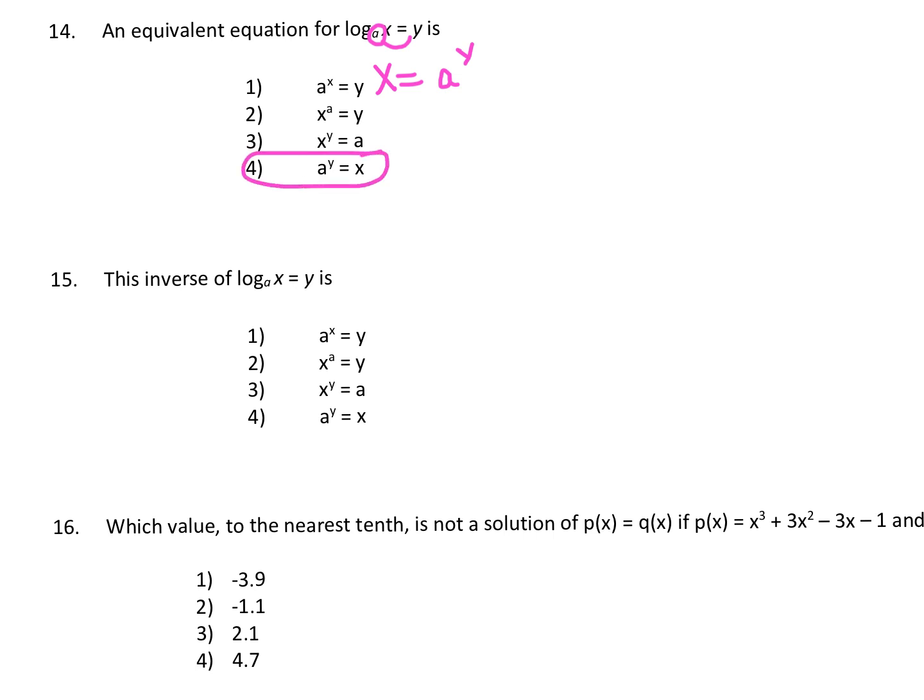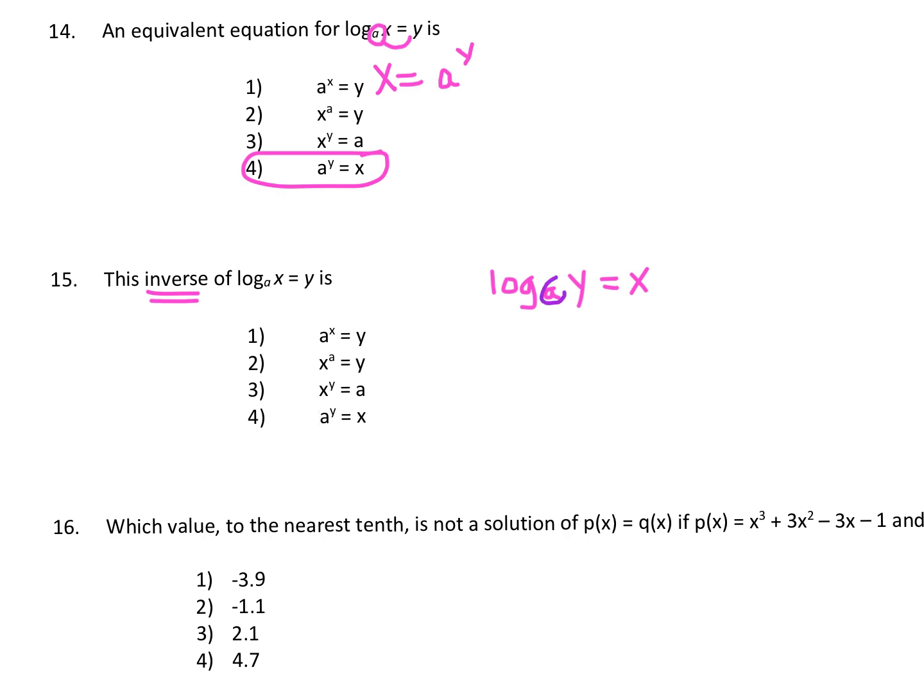Okay, number 15. I see this word inverse. We know inverse means you want to switch the x and the y. So this x is going to become a y, and this y is going to become an x. Okay, so now after I switched the x and the y, now I see again, this is in logarithmic form, and these are in exponential form. So I'm again going to just circle my base and run my race.